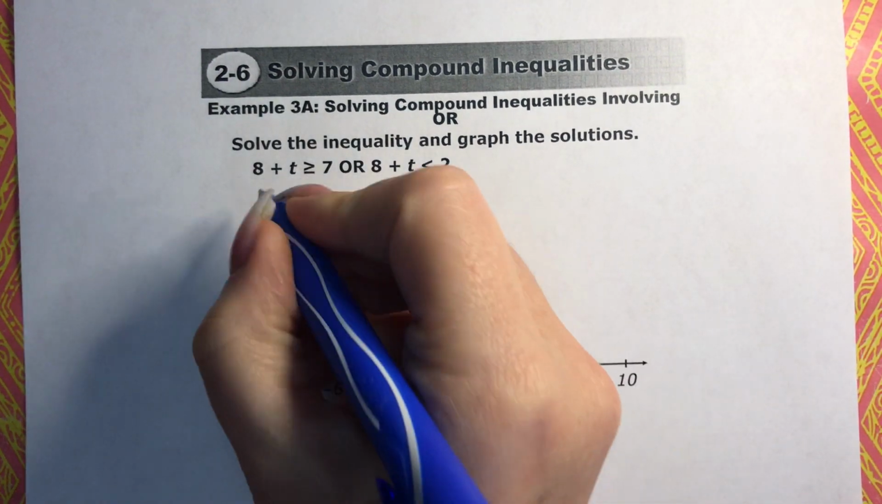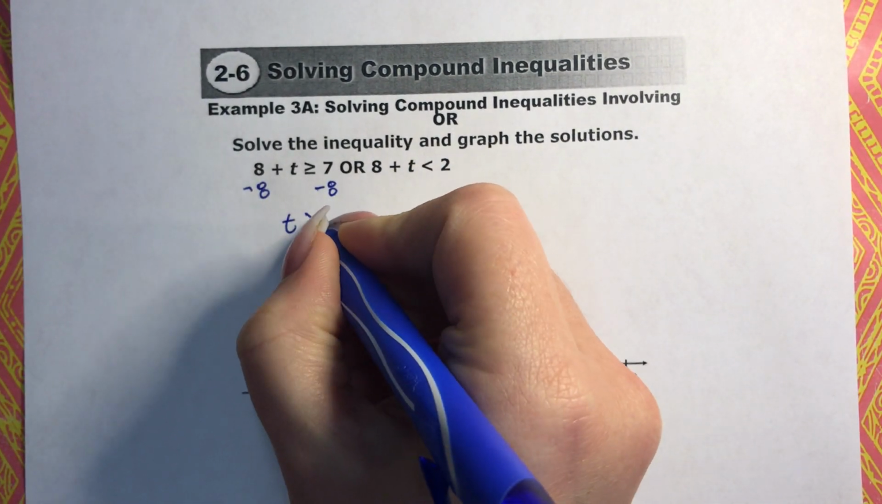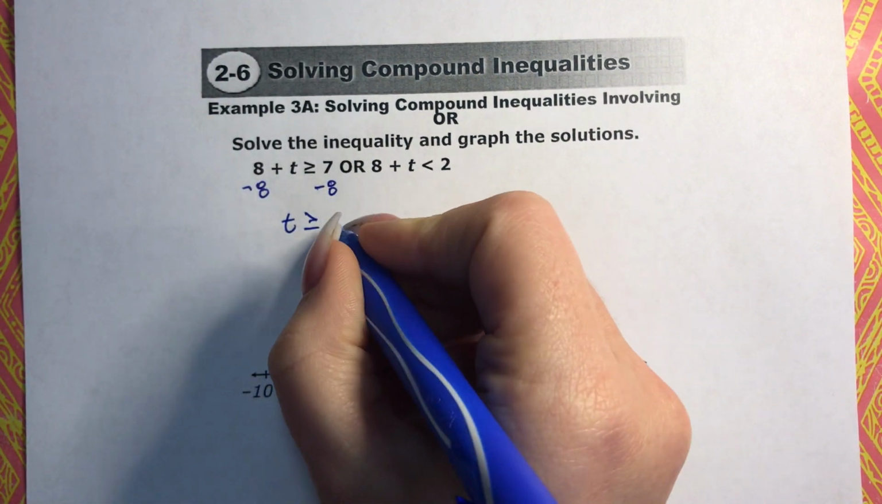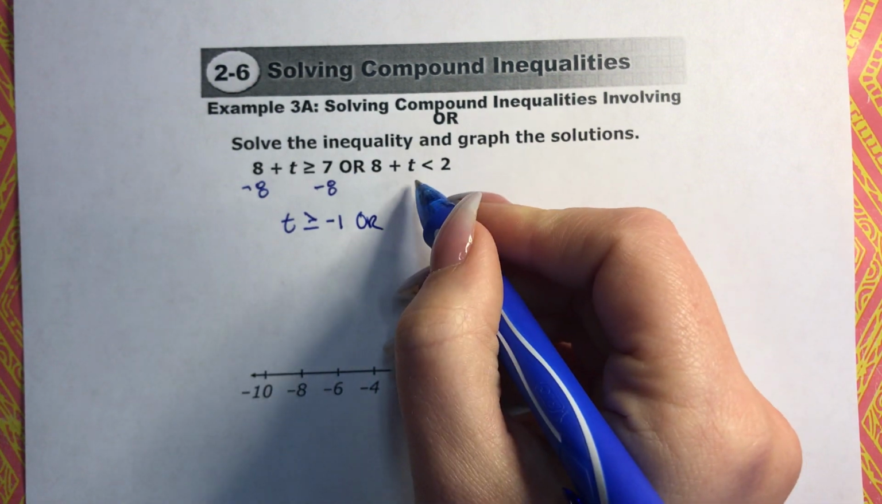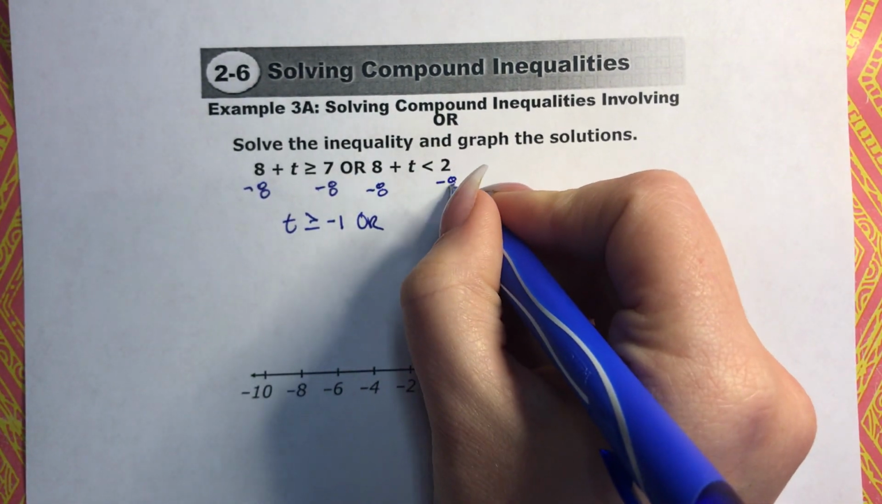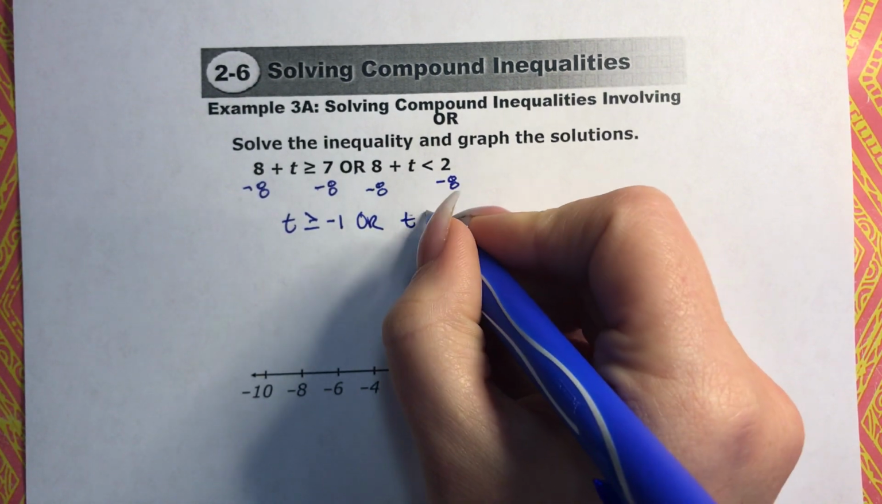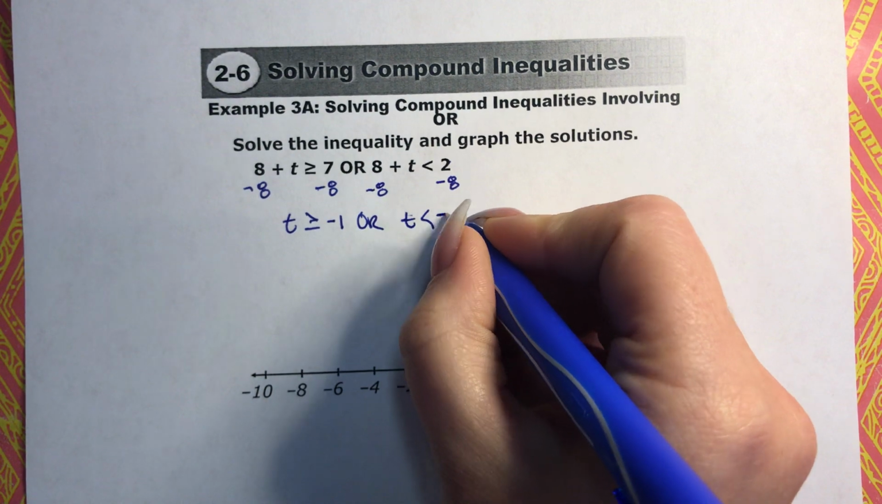So we've got to figure out what t is. So we're just going to subtract 8 from both sides, right? So we end up with t is greater than or equal to 7 minus 8, which is -1, or, and then you do the same thing over here, right? We want to get t by itself, so we subtract 8 again, and we end up with t is less than 2 minus 8, which is -6.